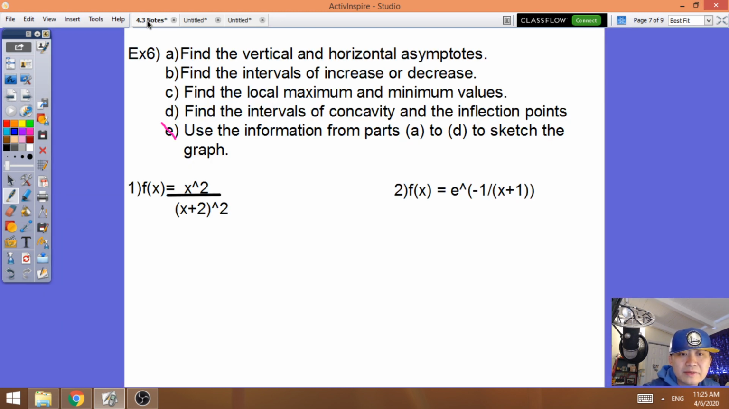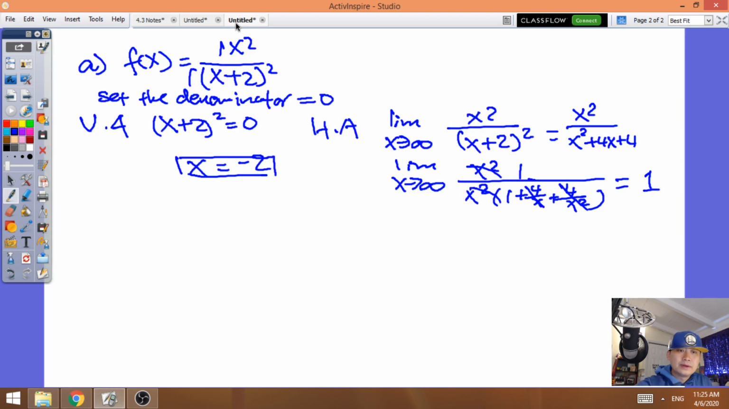Back to what I have. Find the interval of increase or decrease. Okay, so that means we need to do the first derivative line test, because it's also going to help you find out the local maximum and minimum values. Okay, so let's see. Back to this slide here. So first derivative, we do have f prime of x. So it looks like we need to apply the quotient rule.